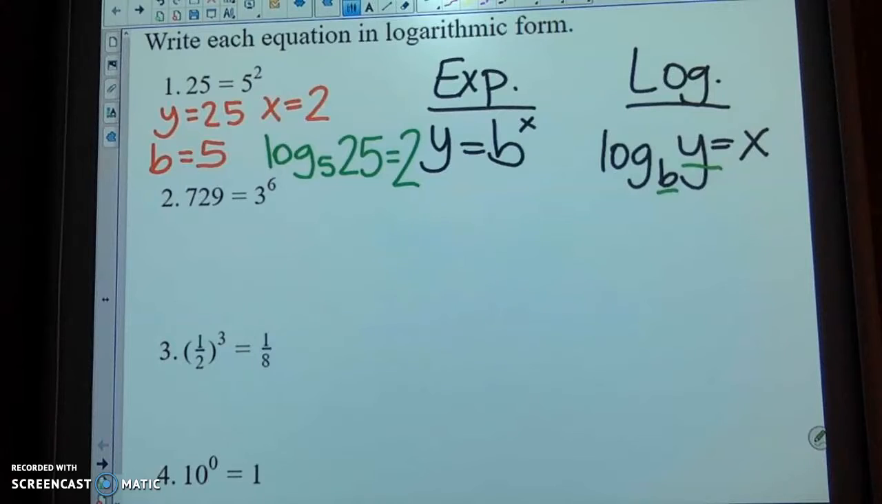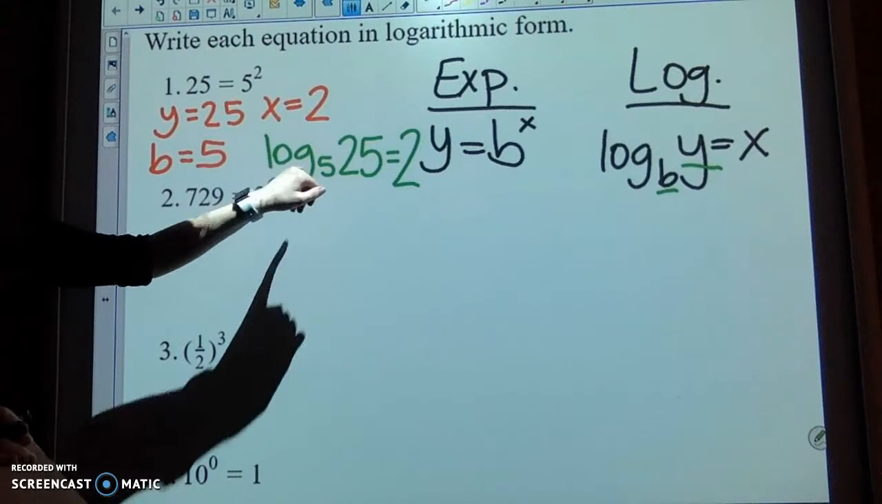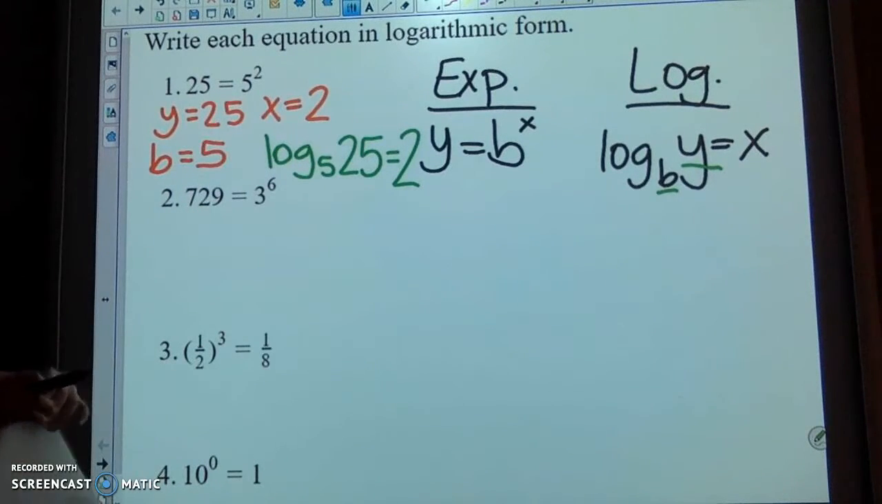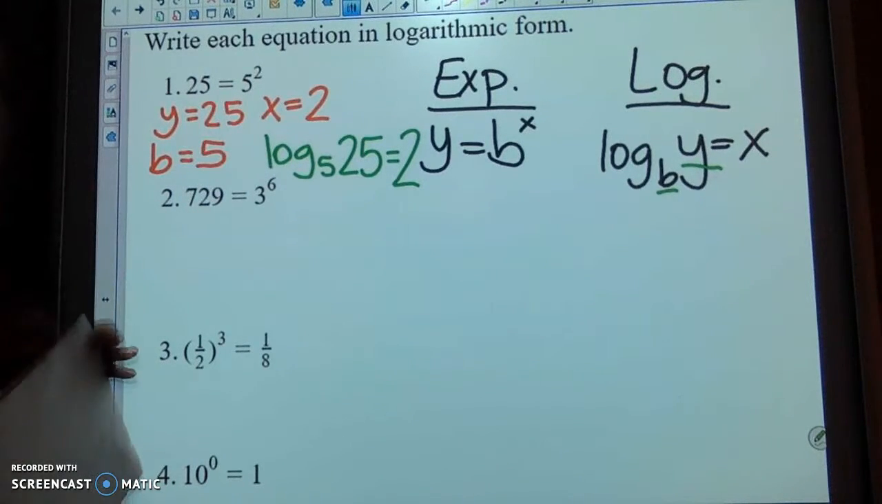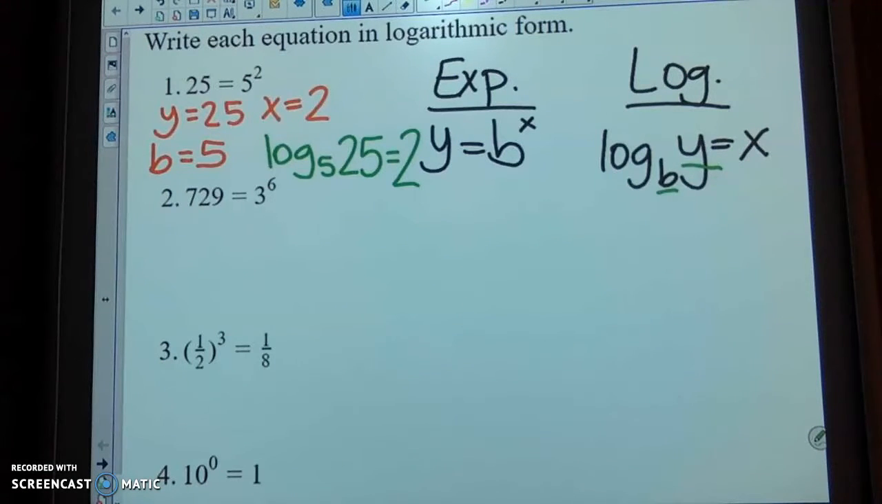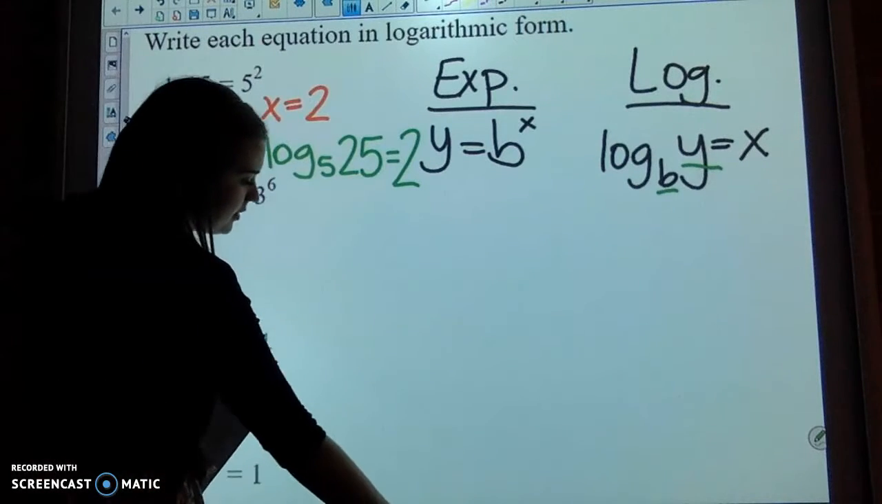In simplest terms, what this is saying is what power of 5 brings us to 25? 2. So it's our way of solving what exponent will give us... you know what, I'm not even going to finish that sentence, it's too confusing. So let's do this one.